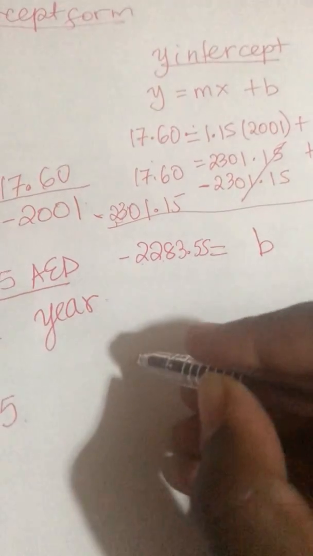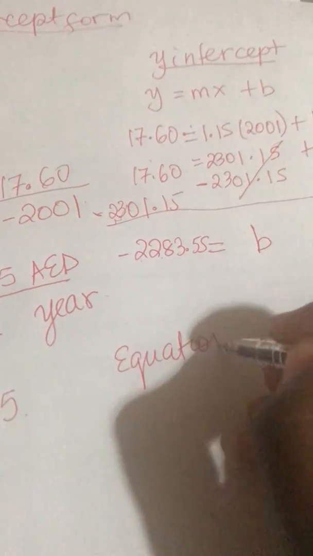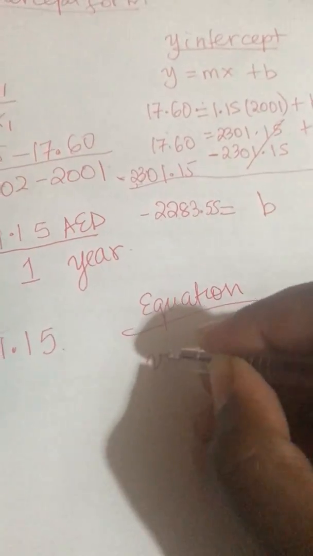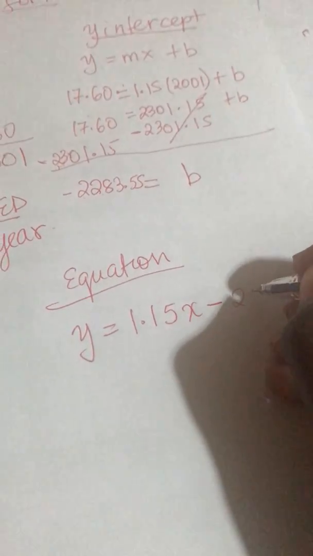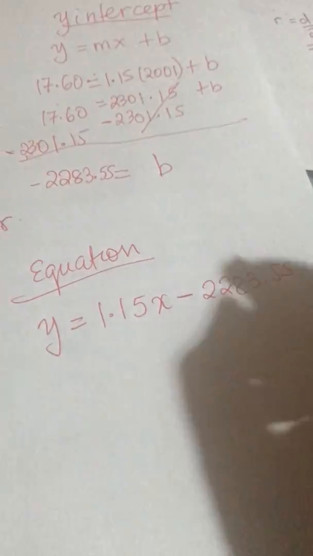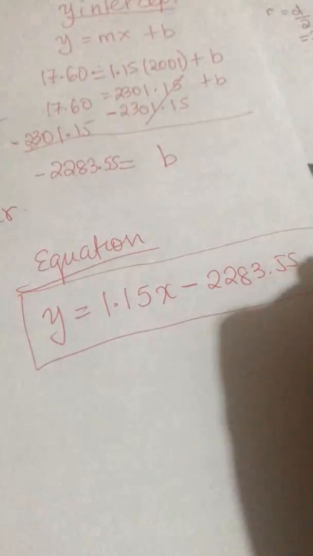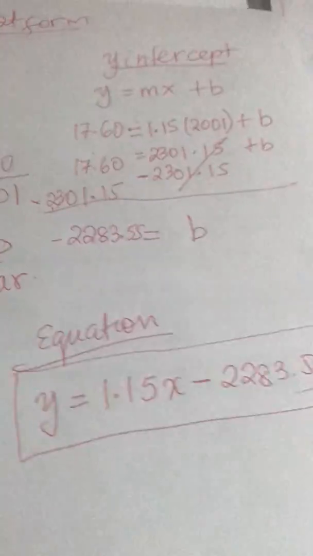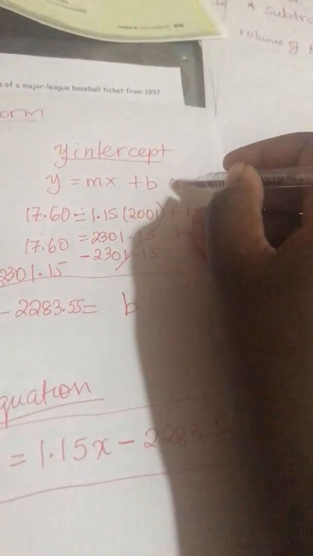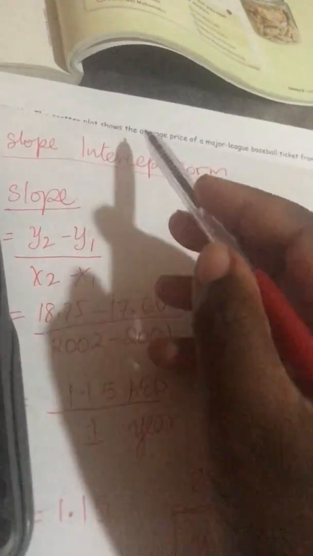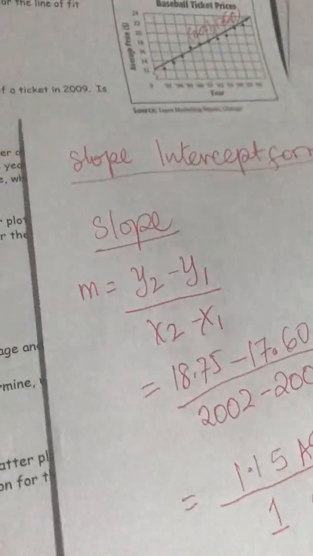Okay, then I need to write my equation. My equation is y equals 1.15x minus 2,283.55. Here is my equation in the slope intercept form. You need this, and you need a point, and you need one point from the points that you use to get your slope. You gotta choose one of them. If you choose this, then this is your y, this is your x. If you choose this, this is your y, this is your x. Okay? So, we have written our equation.